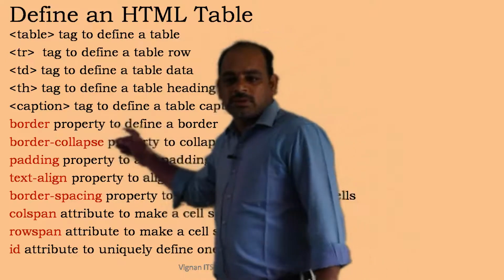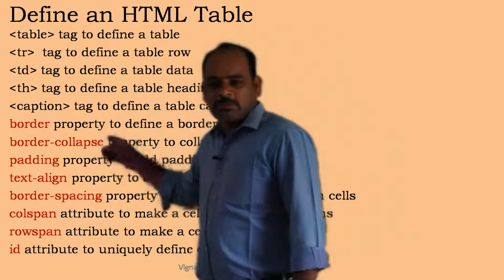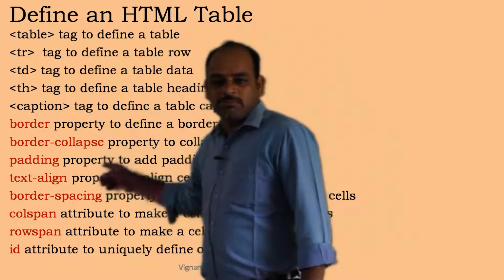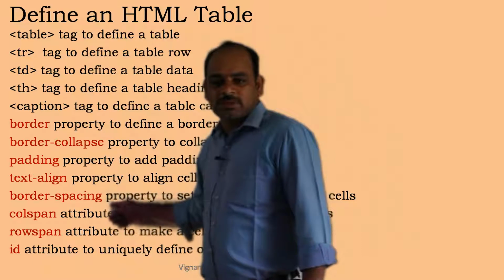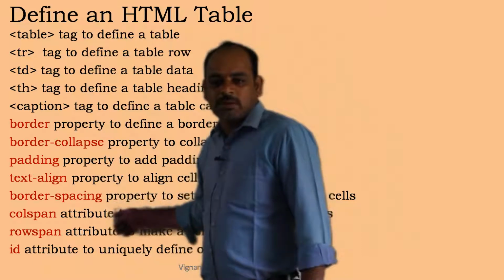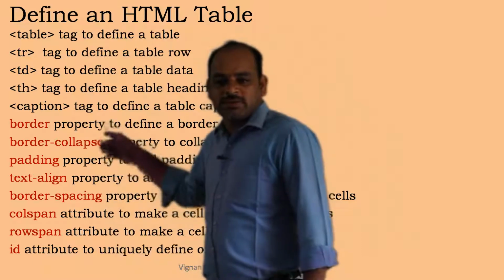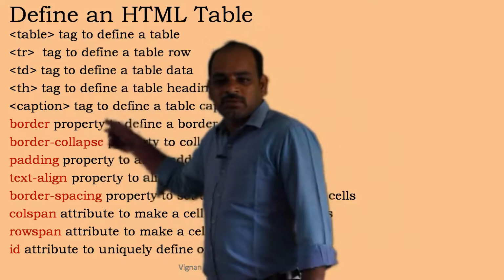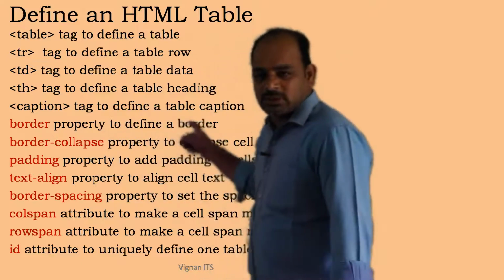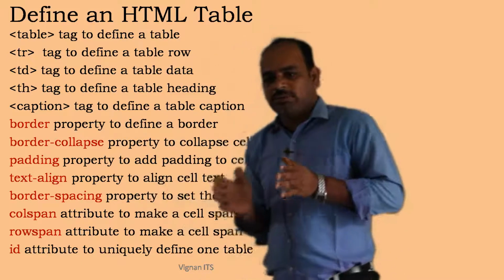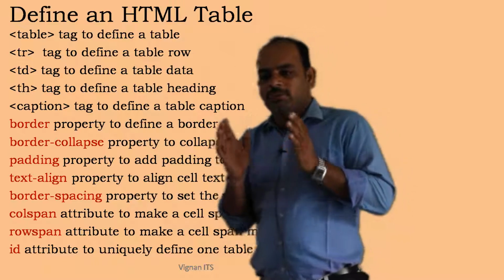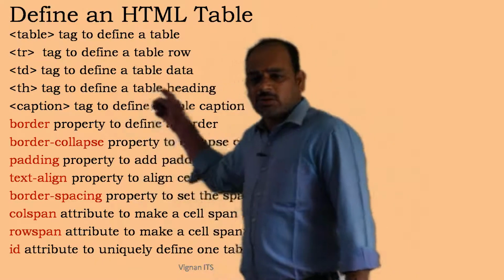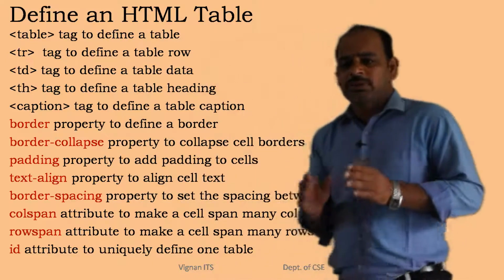For this table tag we have various properties: border, border collapse, padding, text align, border spacing, column span, row span, and id. These are various attributes or properties which we use along with the table tag. The border property defines the table border, in whichever way the border is required. Next, border collapse is a property to collapse cell borders.